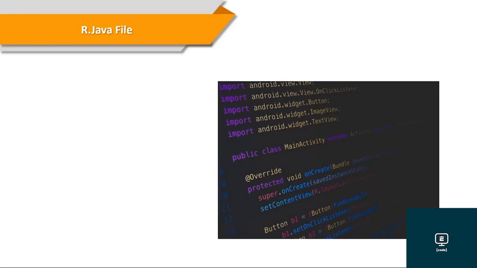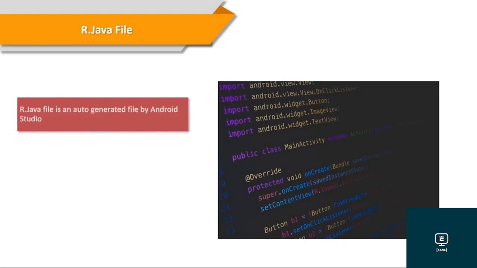Okay, so the R.java file is an auto-generated file by Android Studio. Now, you know that there are two parts of an Android application project. First one is the XML file. The second one is the Java file. I love it when you say it along with me.